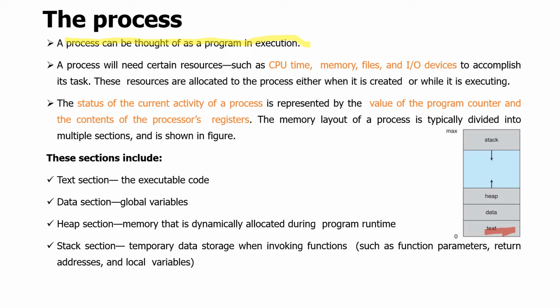The next one you can see is the stack. The stack is temporary data storage when invoking functions. The stack can hold the function parameters, the parameters passed between the functions, the return address and the local variables. So this is the memory layout of a process. During program execution, a process can be available in the memory in this structure.